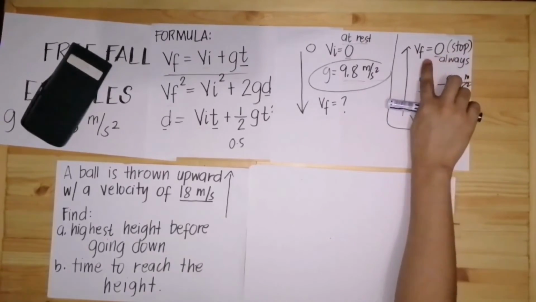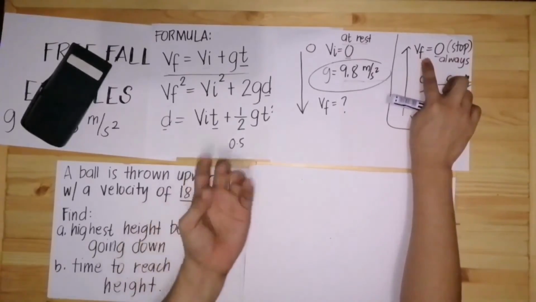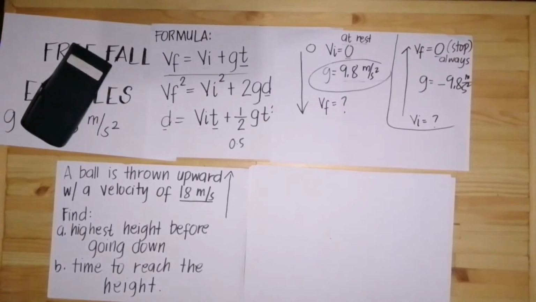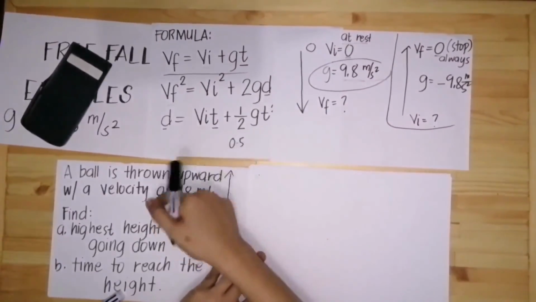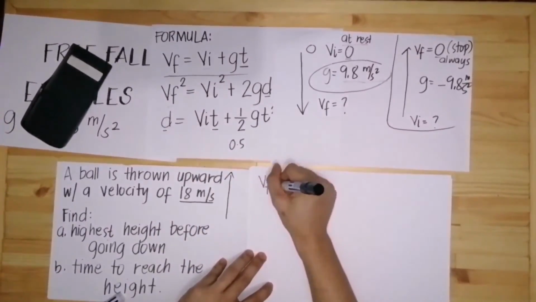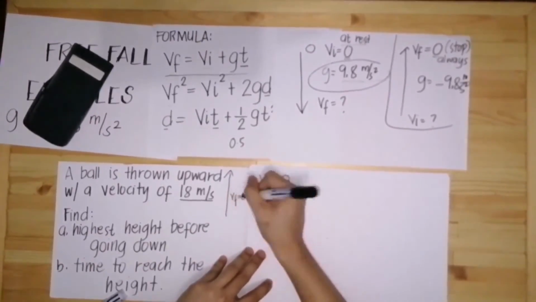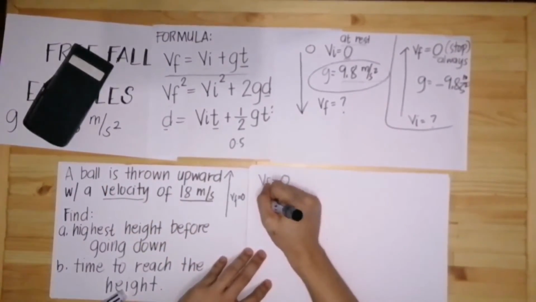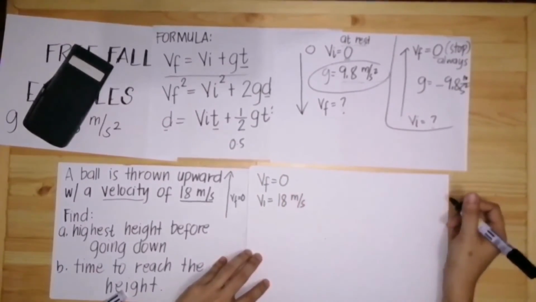Then, there is a given which is 0, the final velocity. When you throw a ball and it reaches its maximum height, the velocity becomes 0. It stops there, then goes back down. So, what are the given? Automatically, it's upward, so we have Vf equal to 0. Whenever it's upward, Vf is automatically equal to 0. This velocity is the initial velocity, that is 18 meter per second.